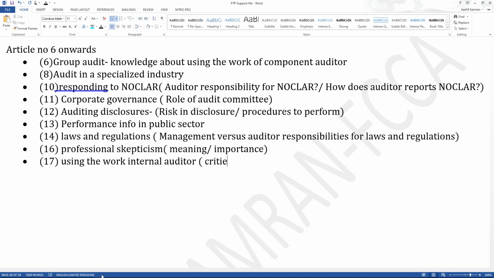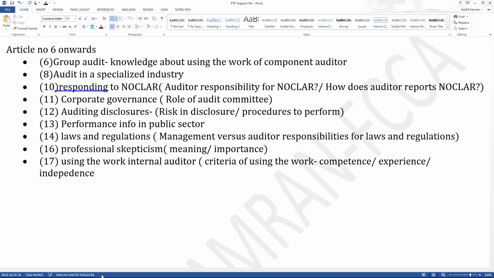You should know the criteria of using the work. I hope you all know that criteria. You all know that you should look at the competence. You should look at the independence of the internal auditor before you rely on the internal auditor. You should look at the experience before you rely on the internal auditor, and you look at the independence before you rely on the internal auditor.